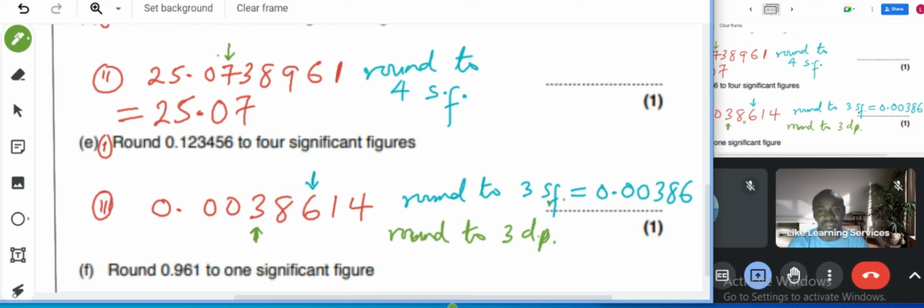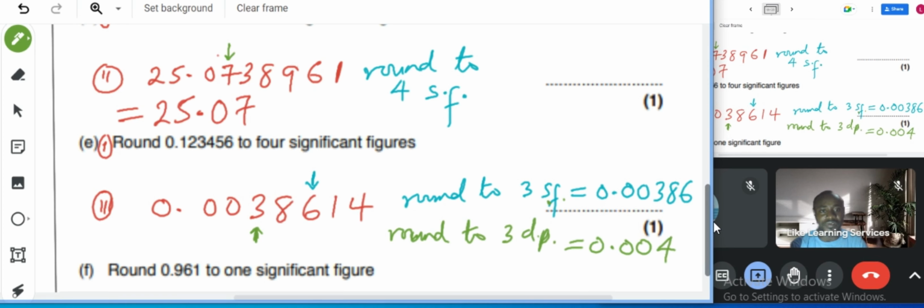For decimal places, we're stopping at 3, isn't it? Yeah. The next number is what? 8. So it's anything 5, 6, 7, 8, 9. We round up, isn't it? Yeah. So we add 1 to this 3. It becomes what? 4. So the answer will be 0.004.